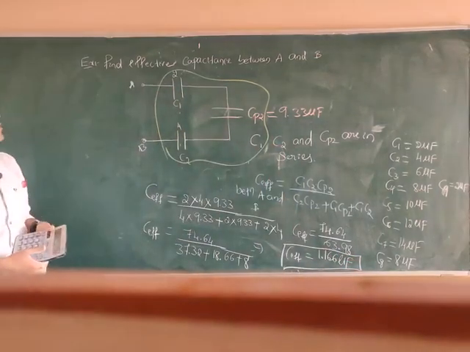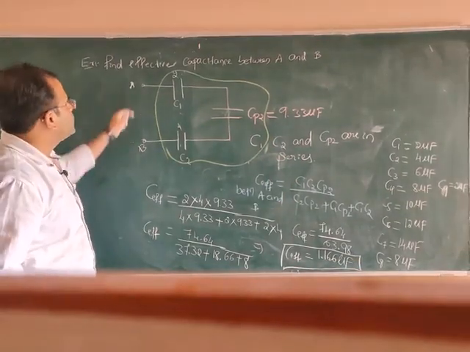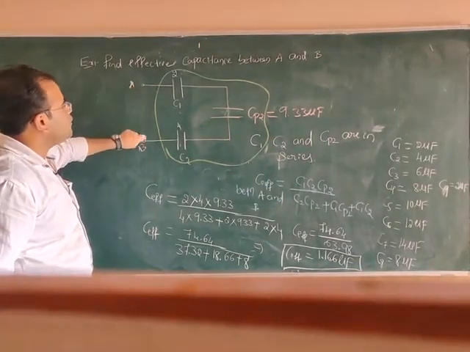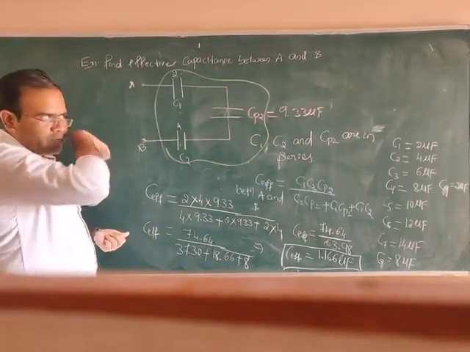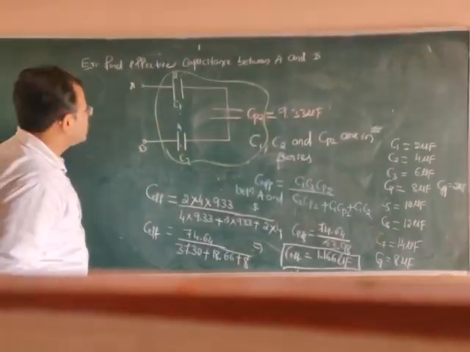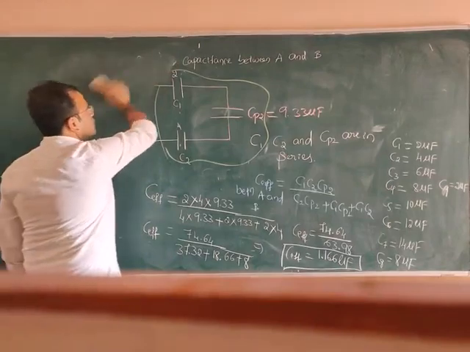So these are the values of the effective capacitance between point A as well as point B. So this completes this chapter's numericals. In the next section we start with the new chapter.